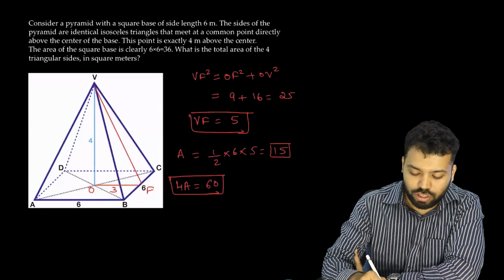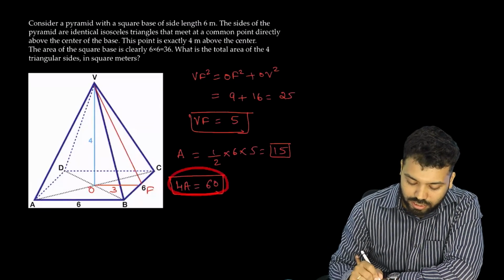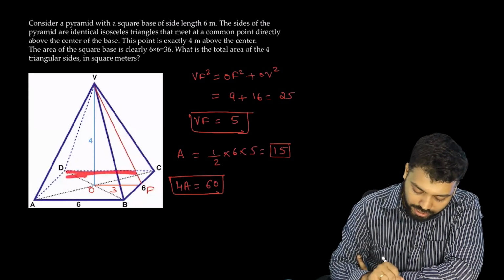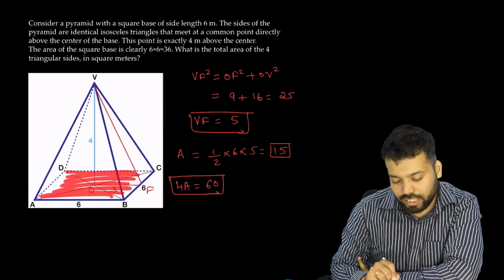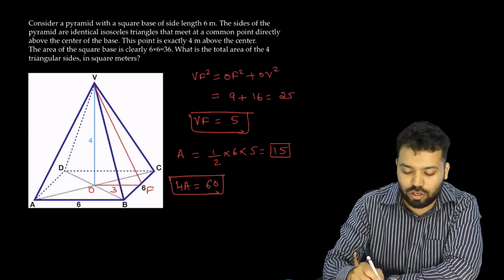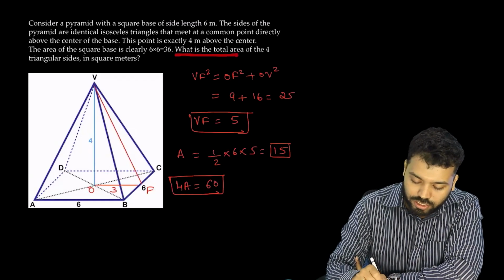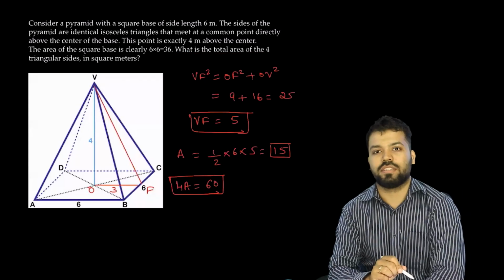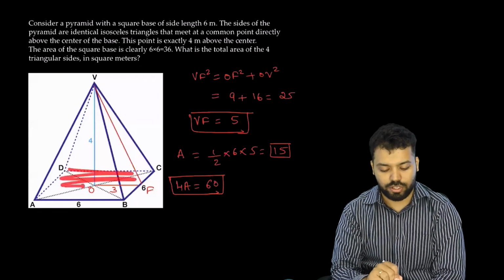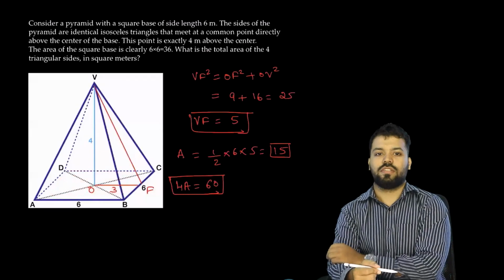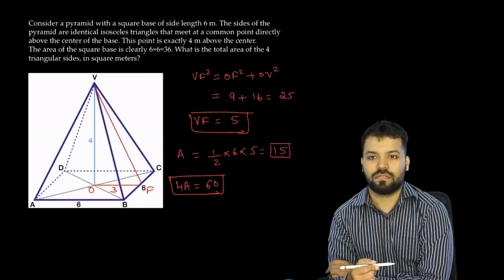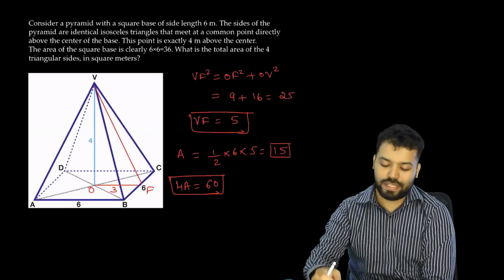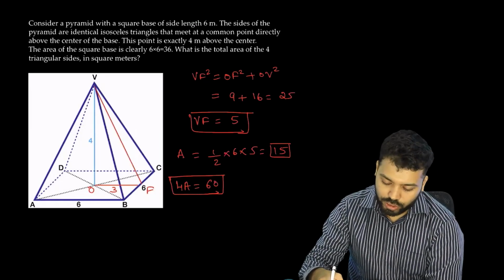I think most of you got this as the answer, and some of you added 36 to that and wrote 96 as the answer, which is wrong. They have asked for the total area of the 4 triangular sides in square meters. They have not asked anything about the area of the square base. I hope this is clear. We'll go to the next problem.